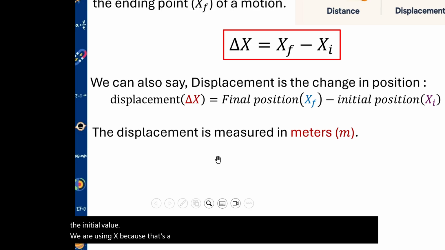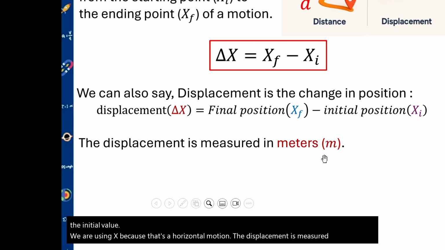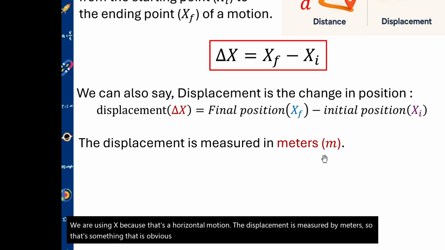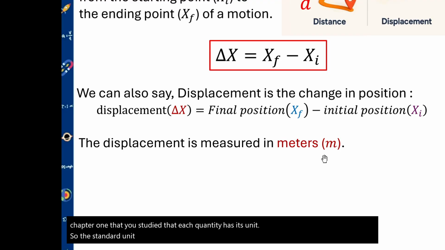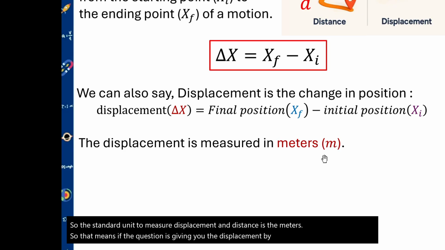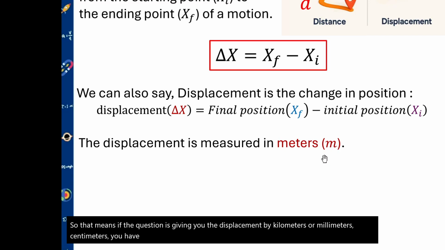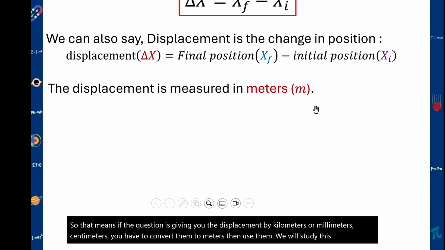The displacement is measured in meters. So that's something that is obvious in physics. You already took it in grade 10, chapter 1, that each quantity has its unit. So the standard unit to measure displacement and distance is the meter. So that means if the question is giving you the displacement in kilometers or millimeters, centimeters, you have to convert them to meters, then use them. We will study this later on, but just letting you know.